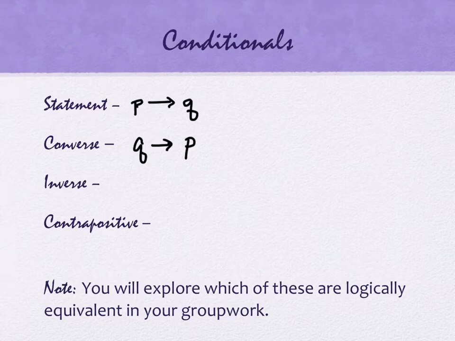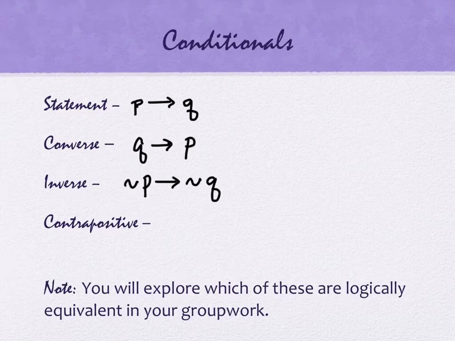And inverse doesn't switch the order, but it negates each of the individual pieces. So this is tilde P, arrow, tilde Q. Now, people do this all the time. They'll say something like, if you build it, they will come. If you do not build it, then they will not come. You're going to explore whether or not those two statements actually mean the same thing in your group work.